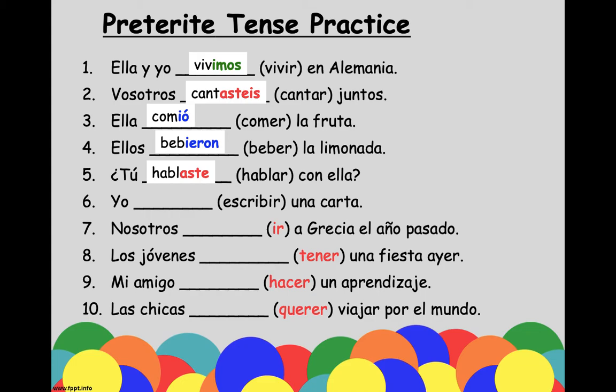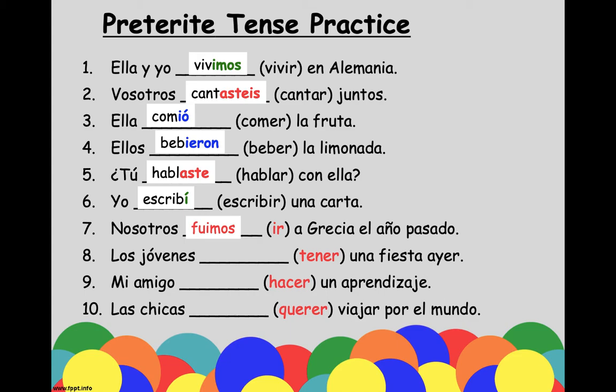And number 6 is another regular verb. Escribir means to write, so just use your normal IR verb endings. Yo escribí una carta. I wrote a letter. And number 7, I've put these last 4 in red because they are irregular, so you may want to go back and check your irregular verb patterns if you've not learnt them. So, nosotros fuimos a Grecia el año pasado. We went to Greece last year.